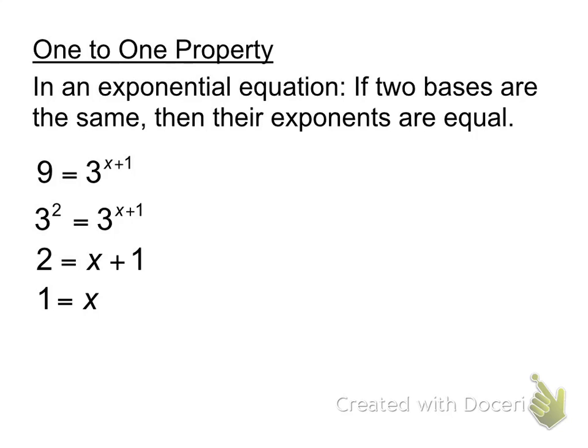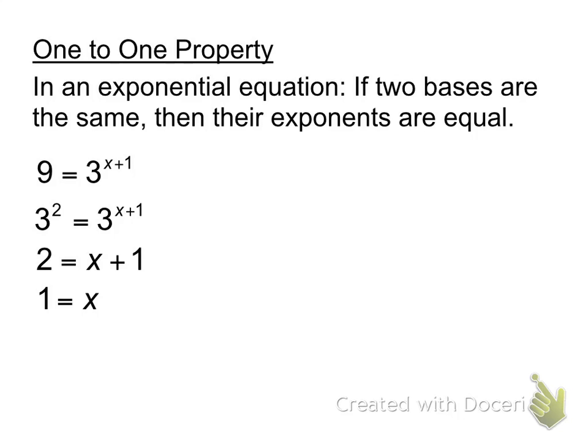Okay, so the one-to-one property in an exponential equation says that if two bases are the same, then their exponents are equal. So if I have an equation like 9 equals 3 to the x plus 1 power, and I want to solve this, right now I don't have a way of getting the variable down from the exponent. So our goal is going to be to try to get the bases to be the same on the left and right side.